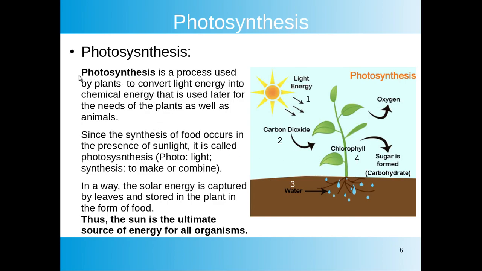Now, photosynthesis is a process by which plants convert light energy to chemical energy, which is later used for the needs of the plants as well as the animals. First of all, why is it called photosynthesis? It is derived from two words. One is photo, which means light. Synthesis means to combine. Since the synthesis of food occurs in presence of sunlight, it is called photosynthesis.